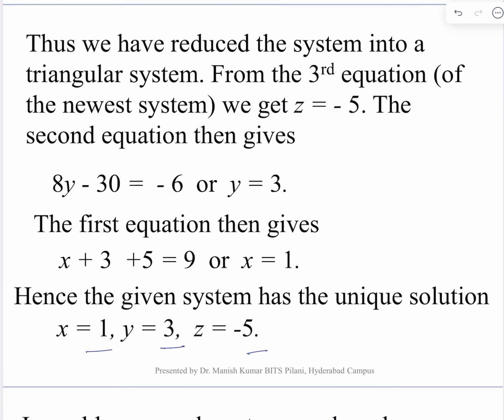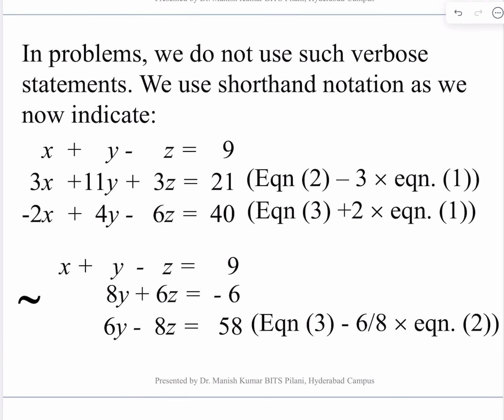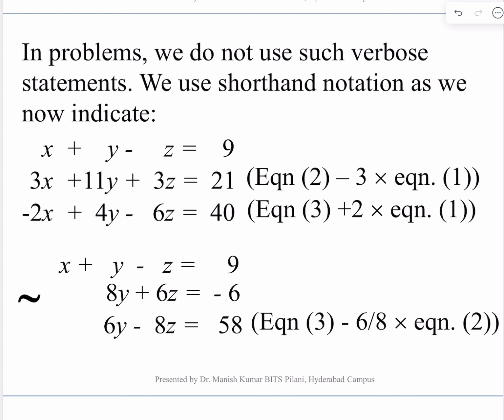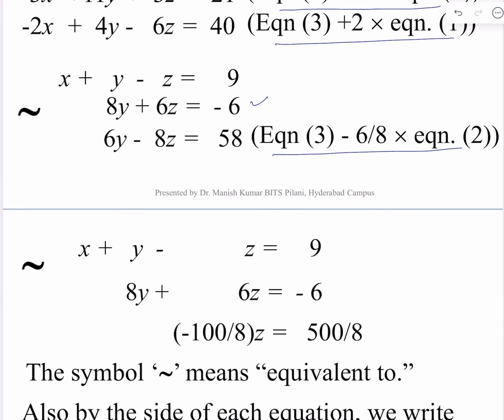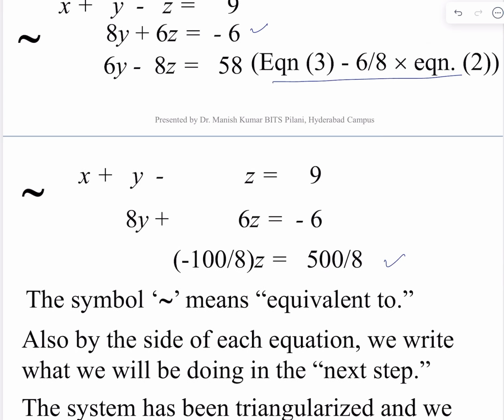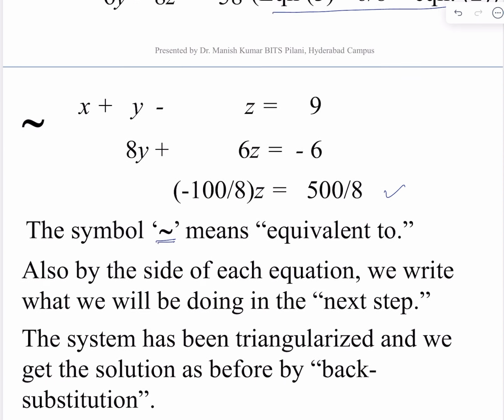Now we will do the problem in a shorter notation. Like if you see x plus y minus z equal to 9, 3x plus 11y plus 3z equal to 21, and minus 2x plus 4y minus 6z equal to 40. This is the operation we have used, right? And an equivalent system I have obtained, and then another same operation we have used, and another equivalent system we have obtained, right? This symbol means equivalent system.